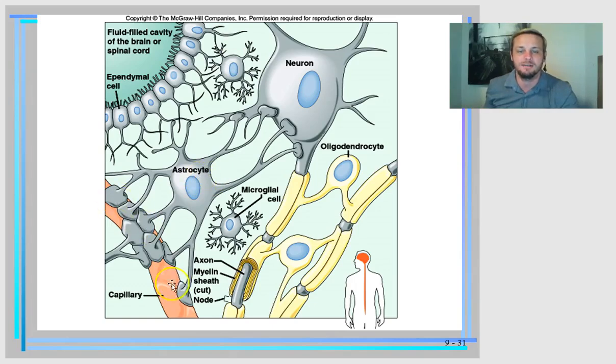Here's your astrocyte. You can see how it's connected to this capillary and to the neuron to hold it in place and get it nutrients and remove waste for the neuron. Astrocytes do a lot of other stuff too, like salt balance and the reuptake of neurotransmitters to give back to neurons. And then here's your ependymal cells with that cerebrospinal fluid cavity. So that's all in the central nervous system.